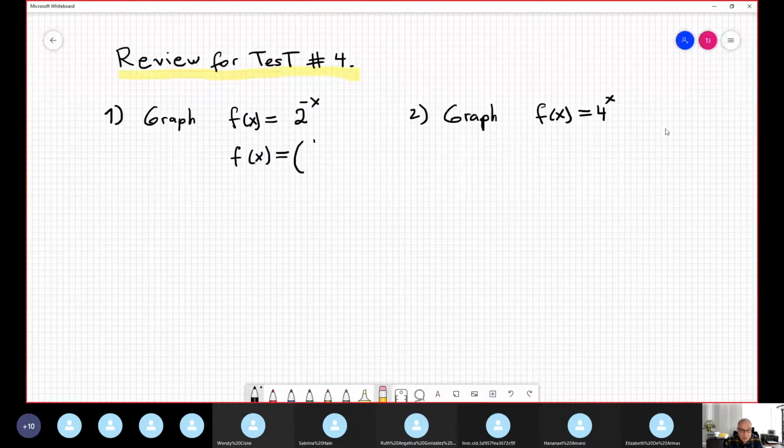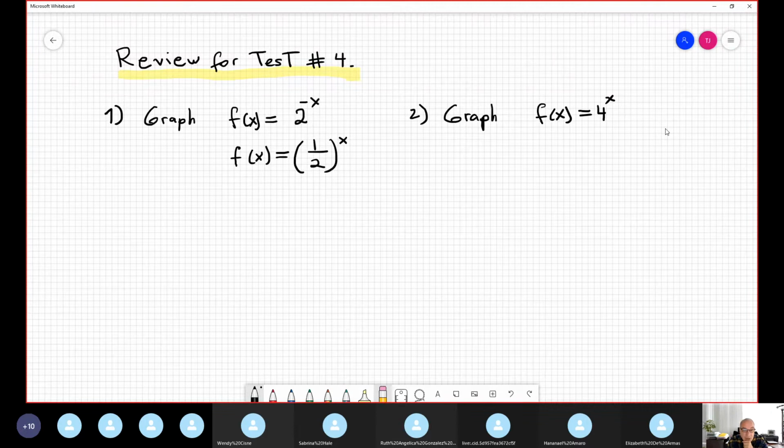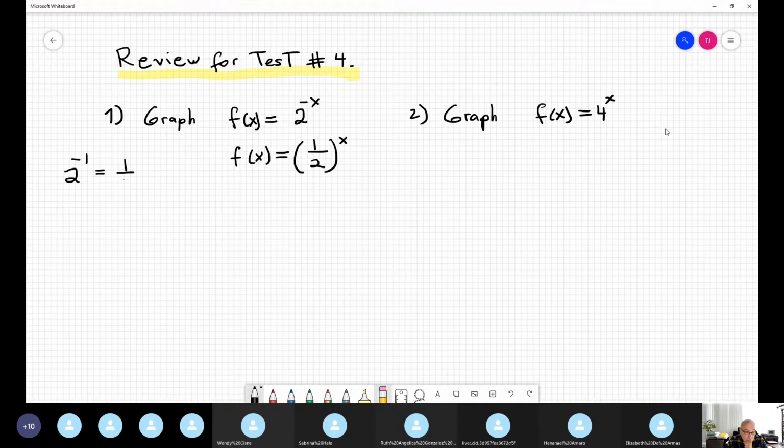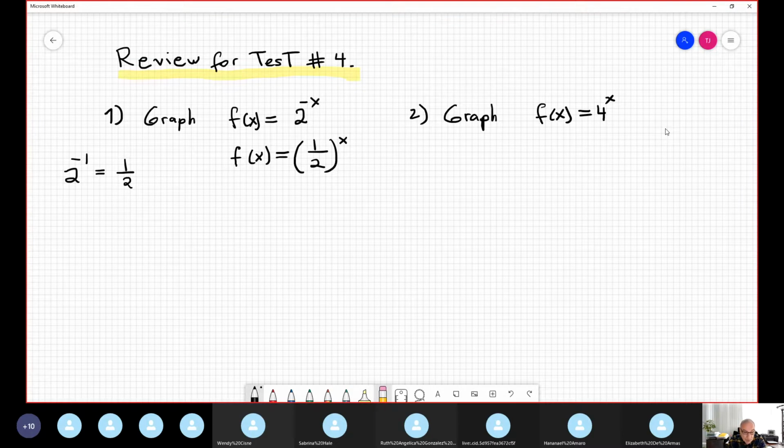It's equivalent to say 1/2 raised to the x power, because I know very well that 2 to the minus 1 is 1/2. Maybe they put it like that to confuse you, but it's equivalent to say 1/2 is the base.